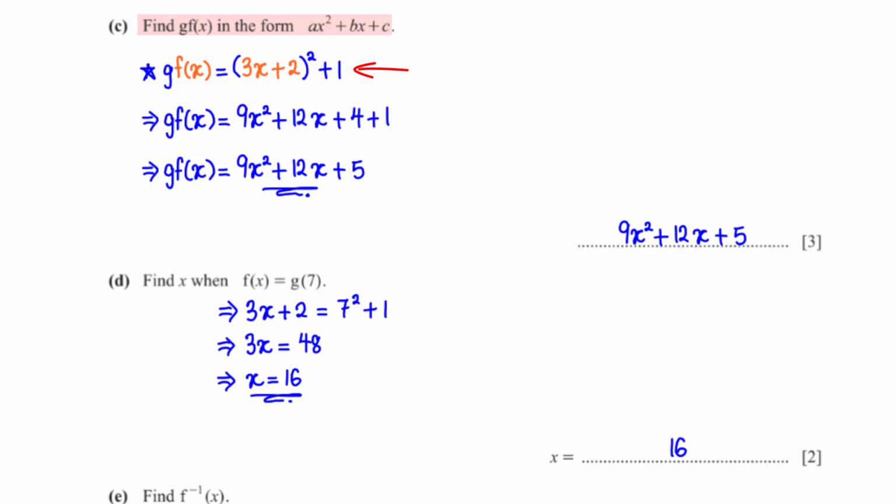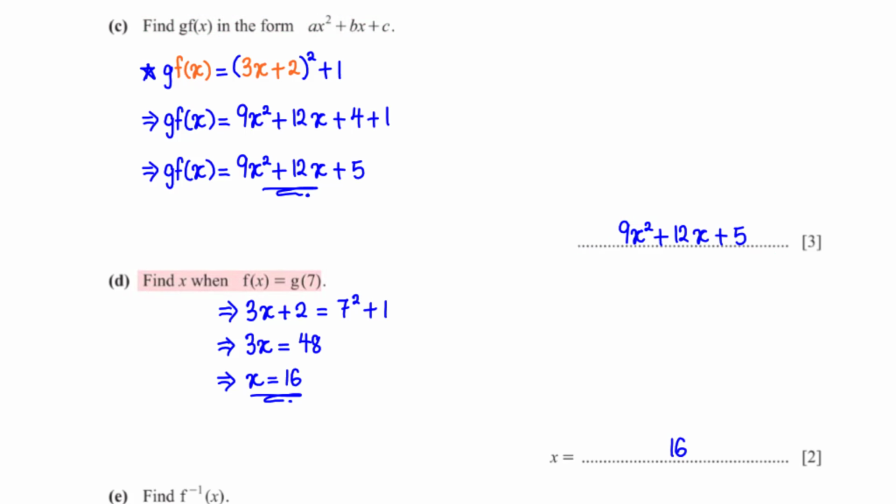To expand the square brackets, we square 3x, giving us 9x squared. Then we multiply 3x and 2, multiplied by 2, which gives us 12x. Then we square 2, which is 4. 4 plus 1 is 5, and so our final answer here is 9x squared plus 12x plus 5.